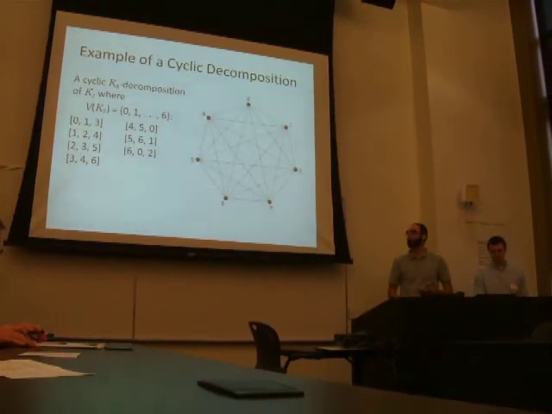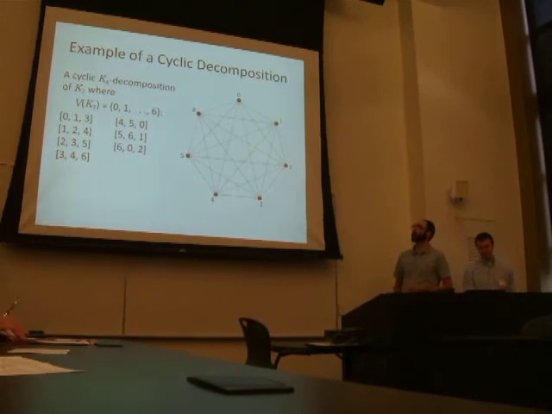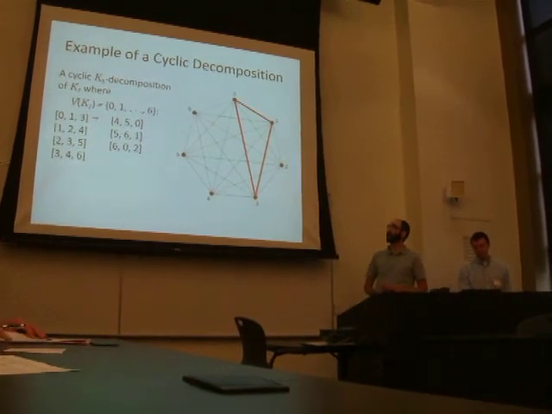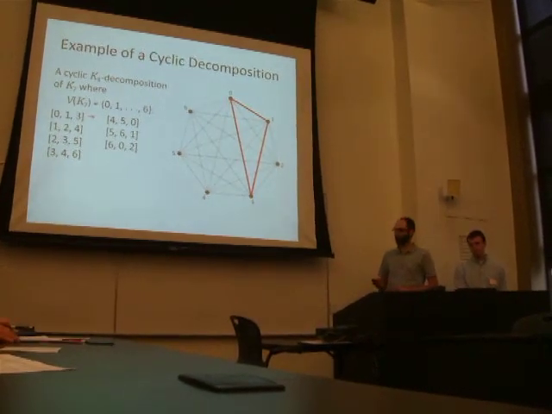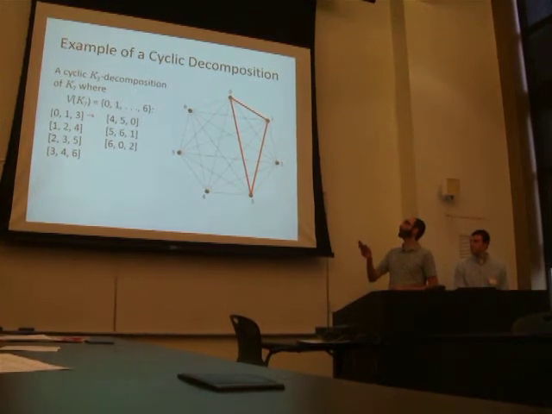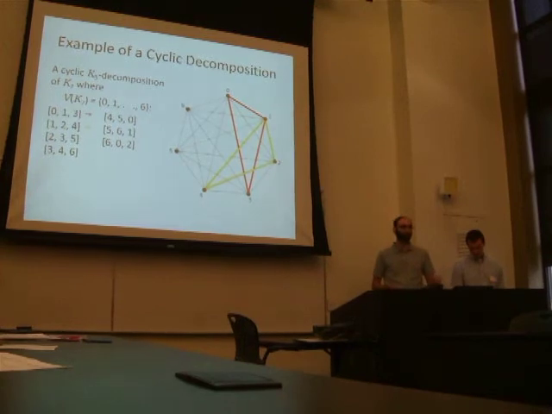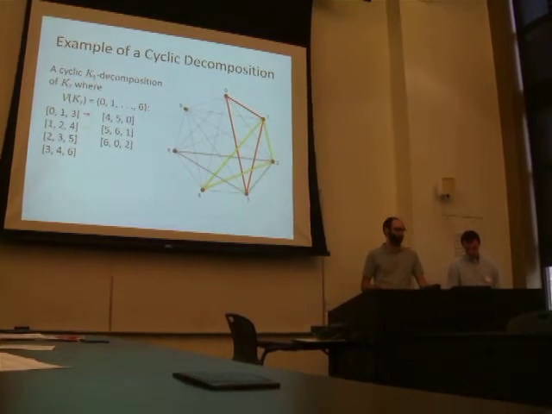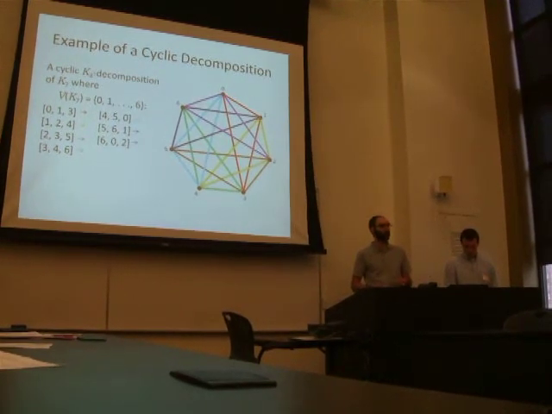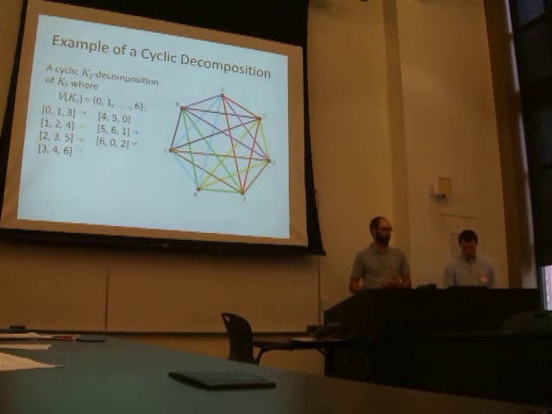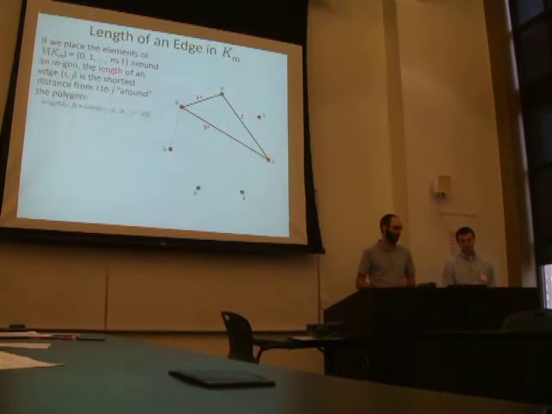Here's an example of a cyclic decomposition: a cyclic K3 decomposition of K7. We start with a K3 here, from 0 to 1 to 3. Now if we click that around one time, we have another K3, this yellow one. If we continue clicking all the way around, you notice we have all of the edges of K7. So that makes it a cyclic K3 decomposition of K7.